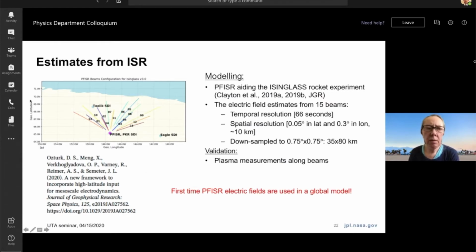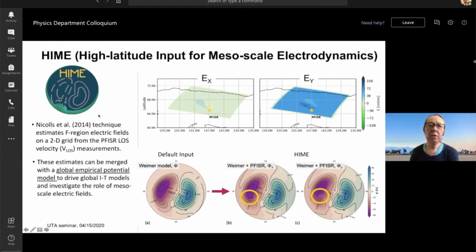So this is a schematic of the experiments from which we used observations. So this is the phased array, longitude, latitude, and these are beams. So measurements go along the beams, and we also used estimates of electron density along the beams, temperature, and electric field. A technique was developed by Nicholls et al. in 2014 and improved by Semeter, Varney, and their teams. So they estimate electric fields on a 2D grid from line of sight velocity measurements.